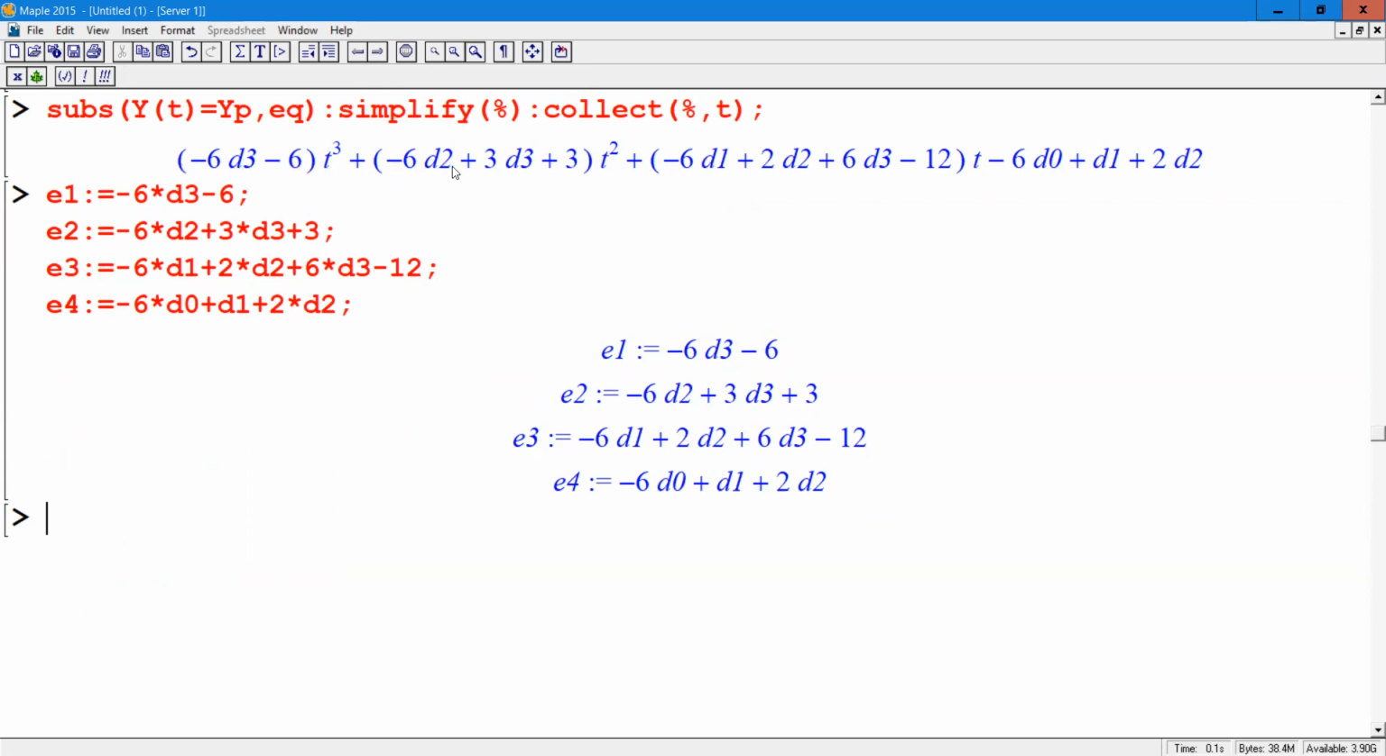Of course, as I told you, you can easily solve these equations manually. Here I'm using this software because I want to show you the procedure, okay? For example, from the first equation, from the coefficient of t cubed, you can easily obtain d3. Then you can substitute here and obtain d2, then substitute here, obtain d1, and finally from this equation you can obtain d0. Now I will solve these 4 equations.